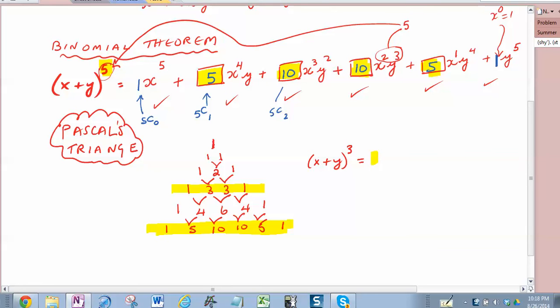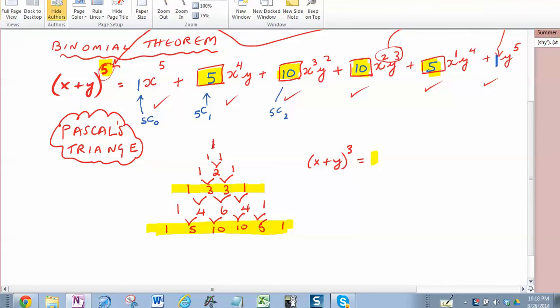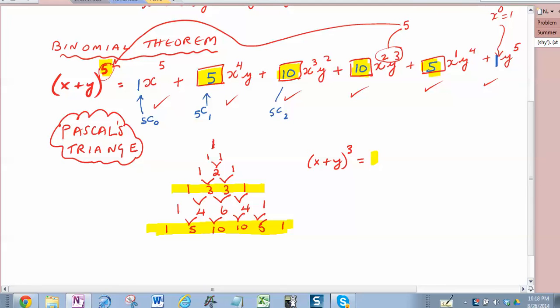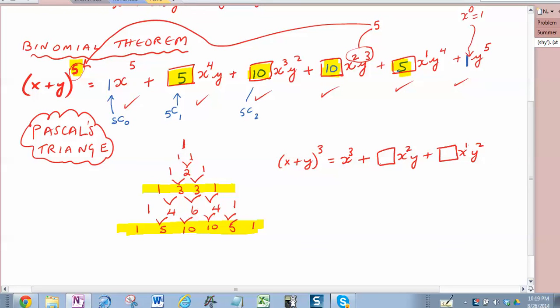My pen is giving me a lot of grief. Here we go. x cubed plus my mystery number. The x's go down and the y's go up. Here we go. x goes down, the y goes up. x goes down one more. x to the 0 is 1. The y goes up. We finish with y cubed.